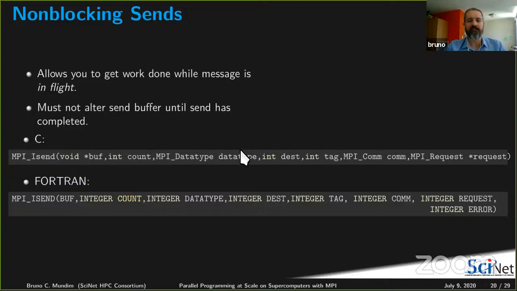You have a count of the data type. You need to tell the destination, a tag, the communicator, and then we add a pointer to an MPI request data structure here that will take care of the communication request that you asked for, okay? The same idea for Fortran, but with an extra argument being sent and retrieved on the argument list.